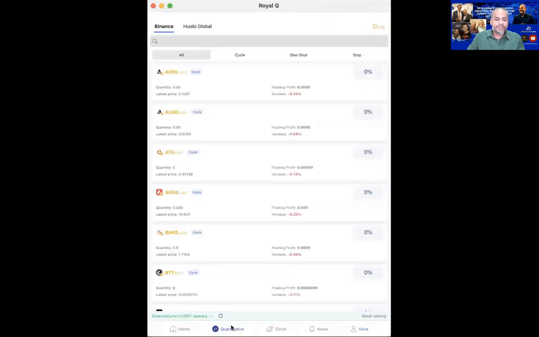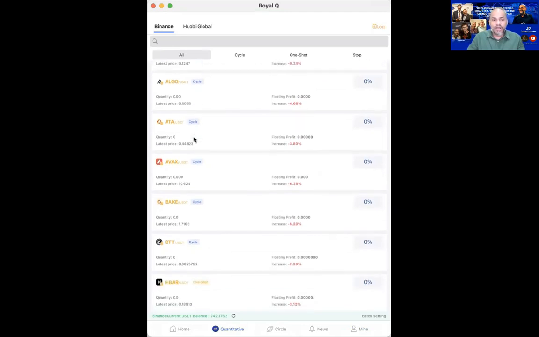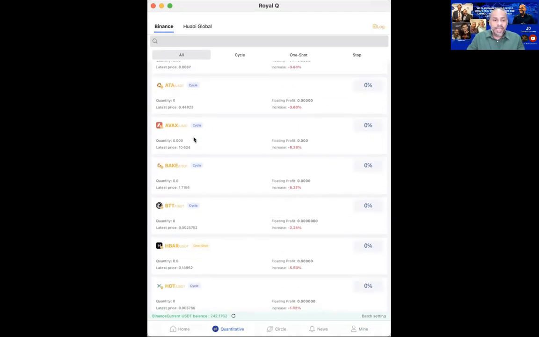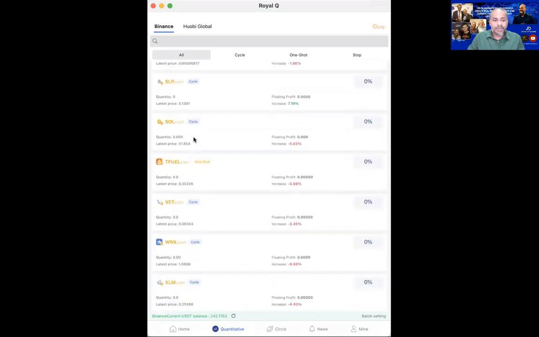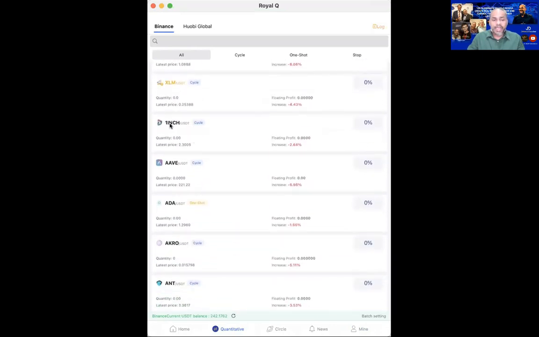All right, quantified. So you can see all the coin. Now, you must be able to see the orange. These are the orange, okay? These are all the coin that has been voted. And you also must be able to see orange and also black, okay? Some coins are in orange, some coins are in black.